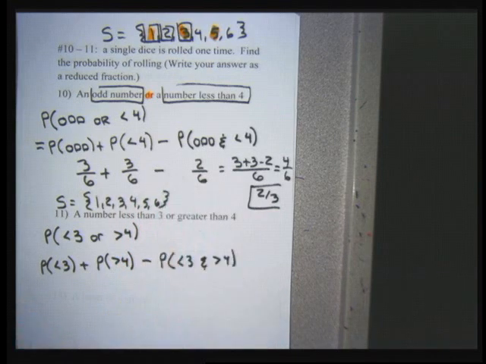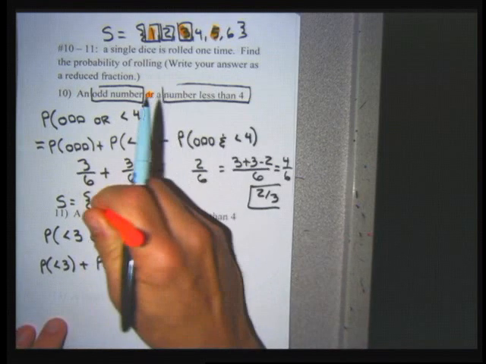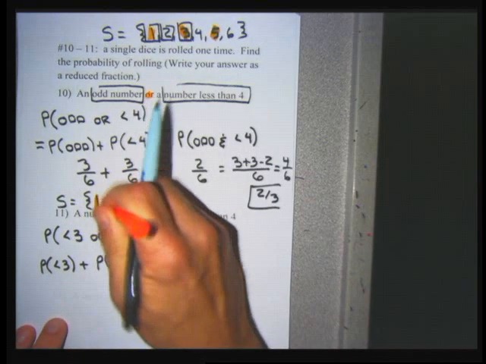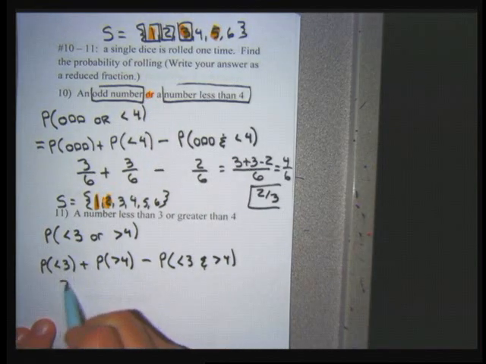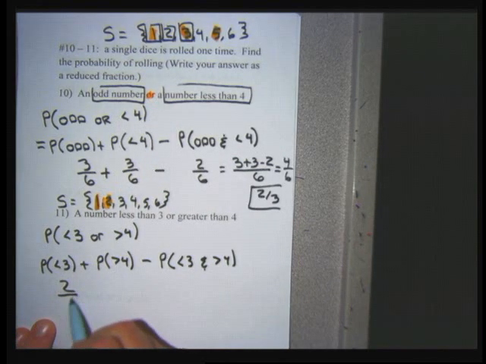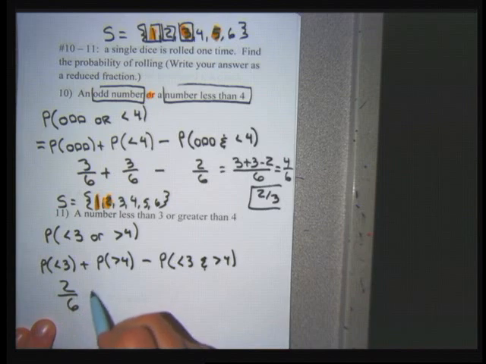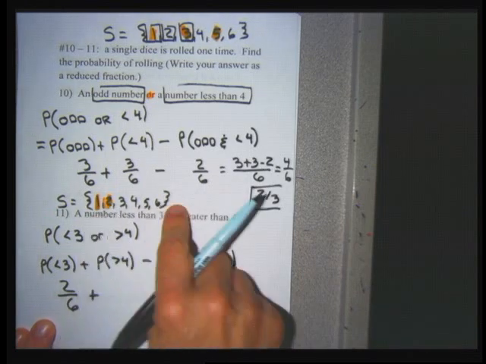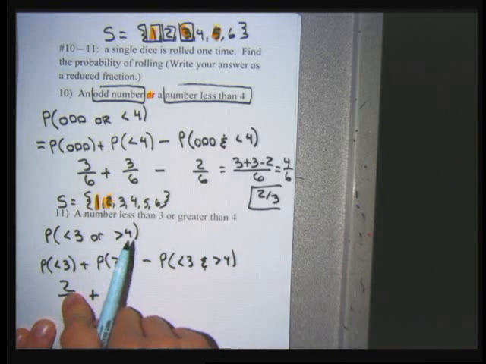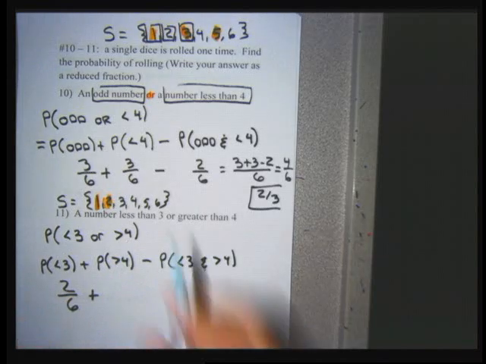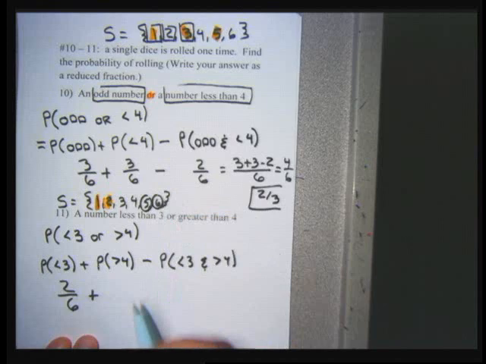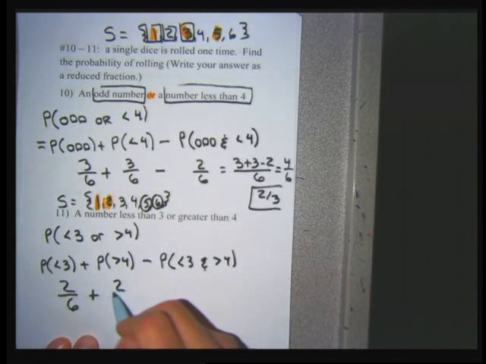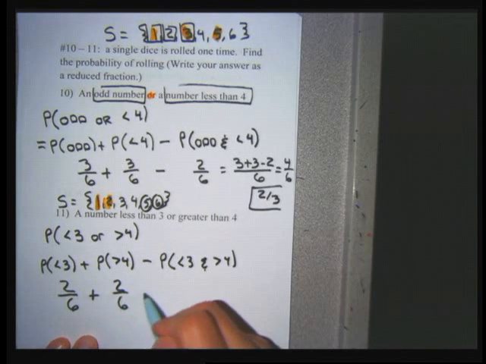For the first probability, getting a number less than 3, that only counts the 1 and the 2, because those are the only numbers that are less than 3 but not equal to 3. So the probability of rolling a number less than 3 is 2/6. There's 6 elements in the sample space. There's 2 that fit that criteria. To get a number greater than 4, that's the 5 and the 6. So there's 2 items in the sample space that work for it.